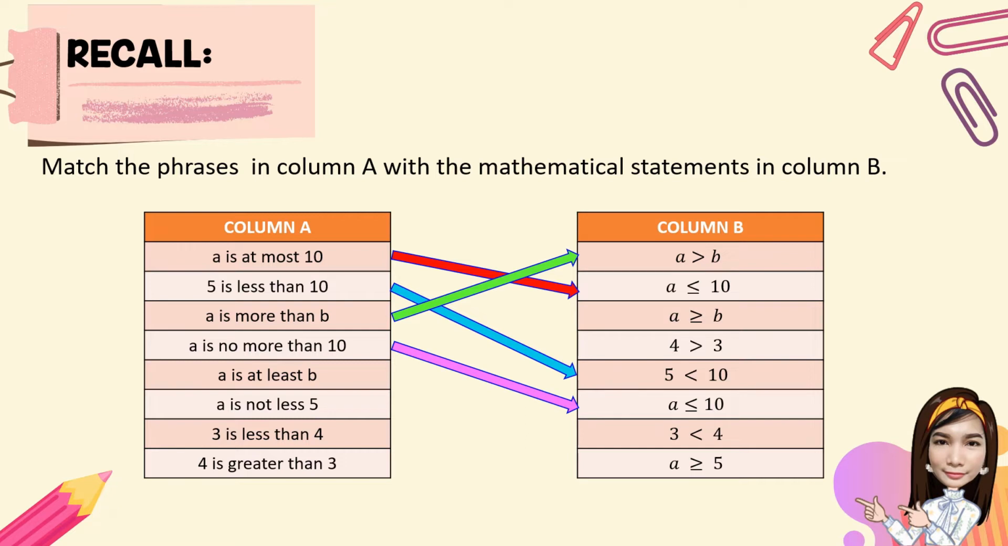Next, "a is at least b" can be written as a is greater than or equal to b. At least means b is the smallest or the least. Next, "a is not less than 5" can be written as a is greater than or equal to 5. So the values of a are 5, 6, 7, 8, and so on. "3 is less than 4" can be written as 3 is less than 4. "4 is greater than 3" can be written as 4 is greater than 3.